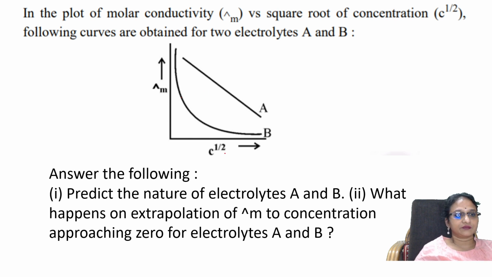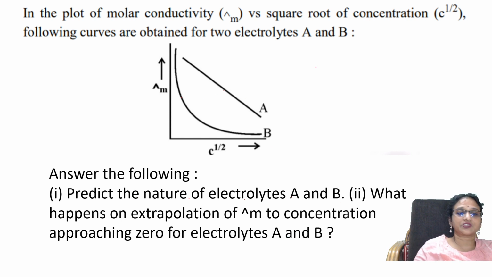In the plot of molar conductivity versus square root of C, the following curves are obtained. This is nothing but variation of conductivity. They are asking, predict the nature of electrolytes A and B. What happens on extrapolation of lambda m, or molar conductivity, to concentration approaching 0 for electrolytes A and B? I have to predict what is A, what is B.